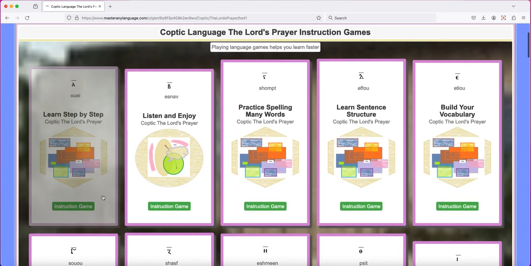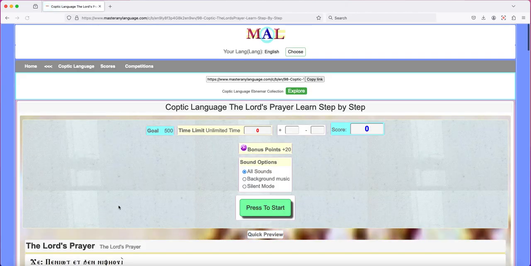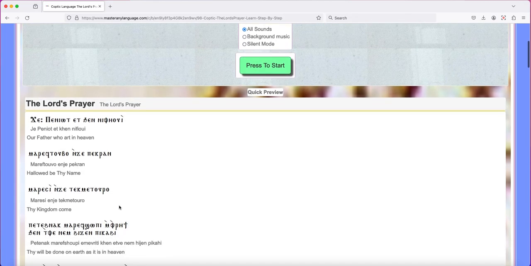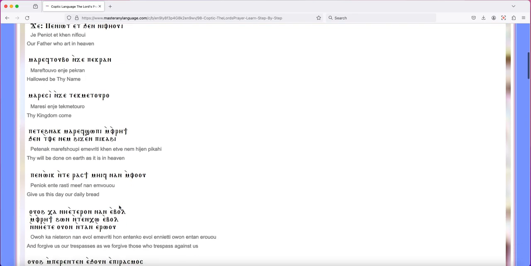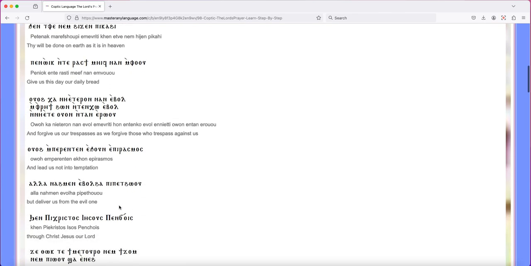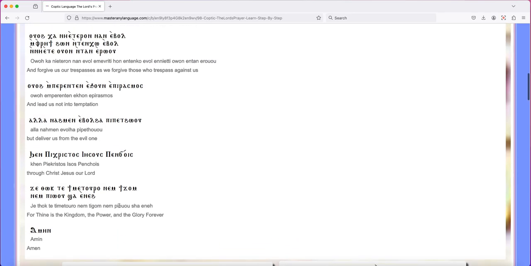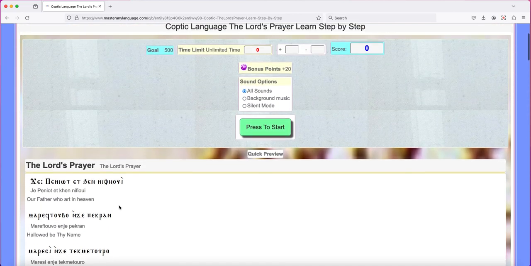From there we will pick instruction game. And then we have the Lord's Prayer in Coptic, which we'll read through. Okay, not trying to memorize or anything like that right now, but this is just practicing to become familiar with it.